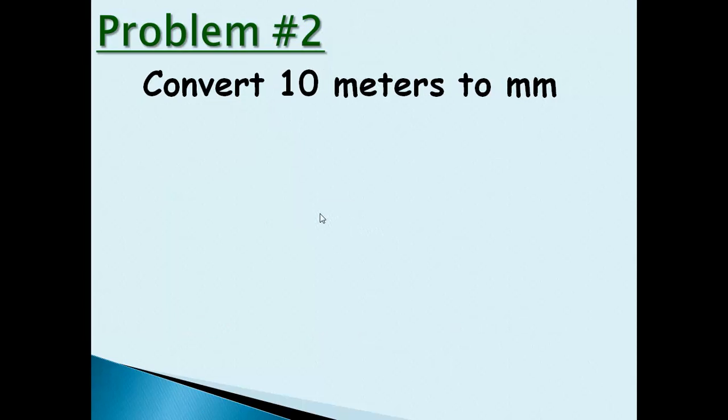Let's do another one. Convert 10 meters to millimeters. Okay, so again, I'm going to put my little mnemonic device up here. King Hector died upon drinking chocolate milk. I know, it's silly, silly, silly, but you know what? You'll find lots of things silly that I do that help you hopefully remember things.